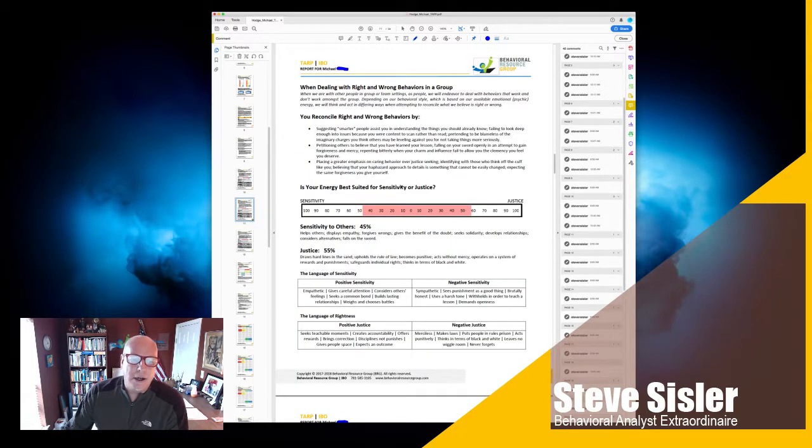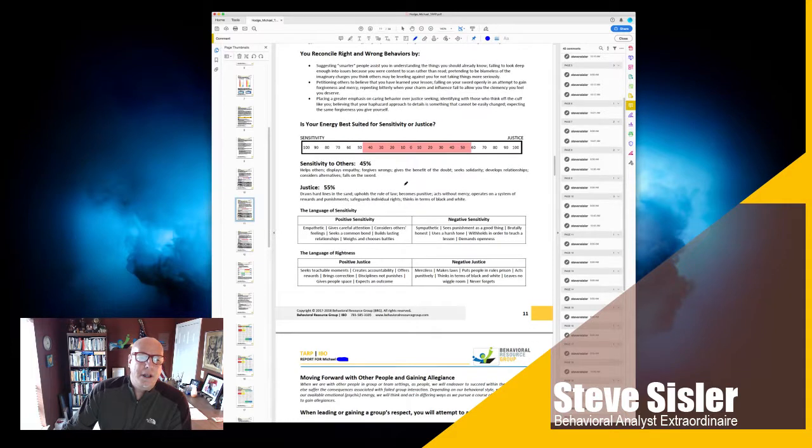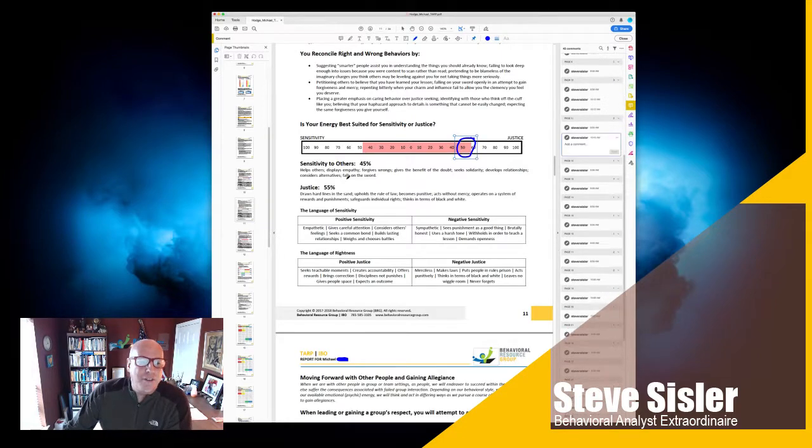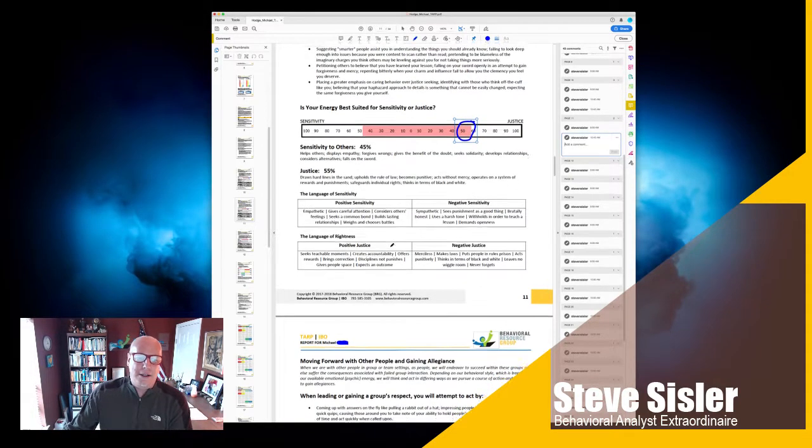All right, what else are we measuring here? Is your energy best suited for sensitivity or justice? Well, look at this guy. Justice, okay? 55% justice, 45% sensitive to other people. So what does that mean? That's pretty balanced. So there's times when this guy can drop the hammer, and there's time when he's like, you know what, I get that. I'm really sorry that happened to you. All right, just make sure you're on time tomorrow. They can do both, right? But if you're extreme on one end, then you're going to be strong.